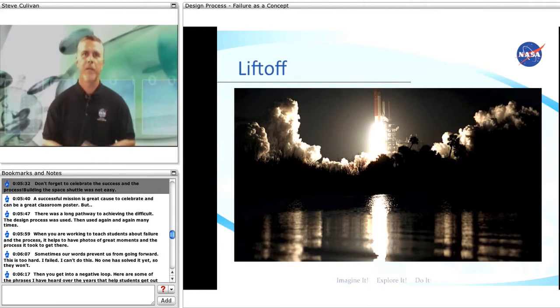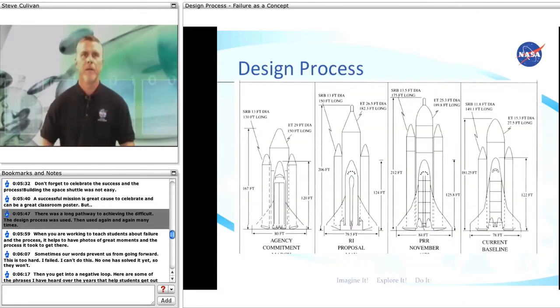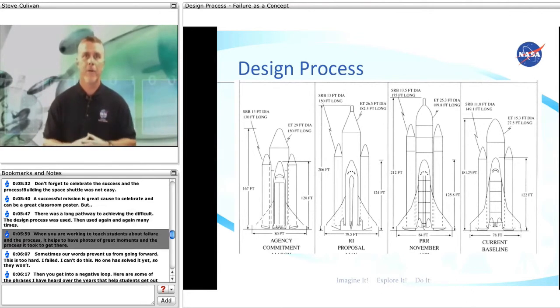Don't forget to celebrate the success in the process. Building the space shuttle was not easy. A successful mission is great cause to celebrate and can be a great classroom poster. But there was a long pathway to achieving the difficult. The design process was used, then used again, and again many times. When you're working to teach students about failure and the process, it helps to have photos of great moments and the process it took to get there.